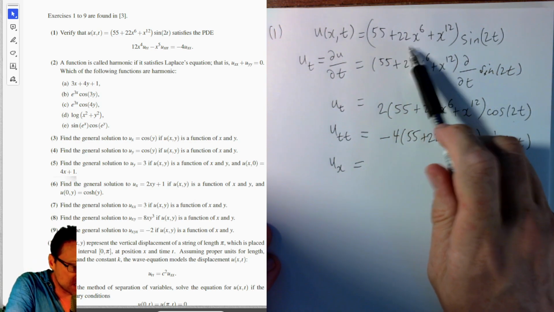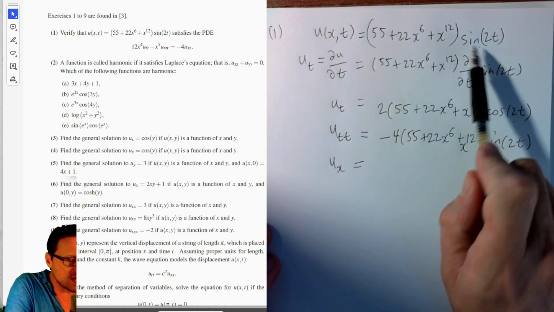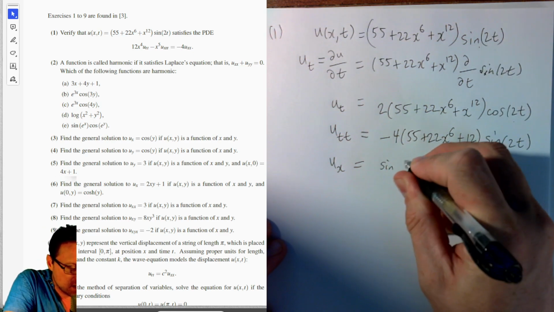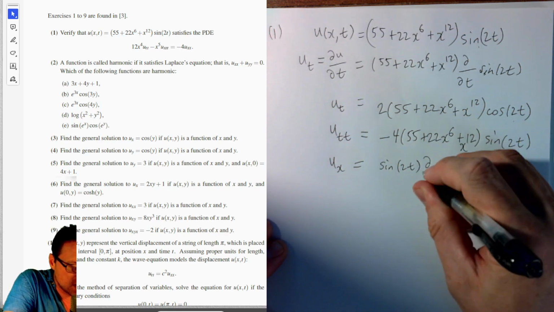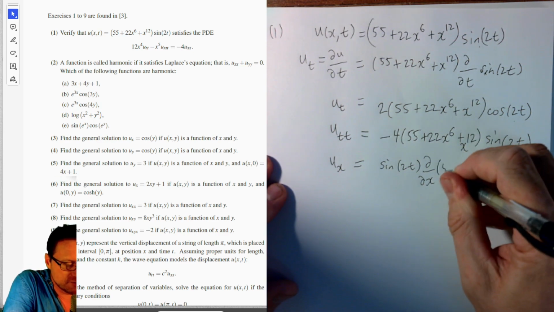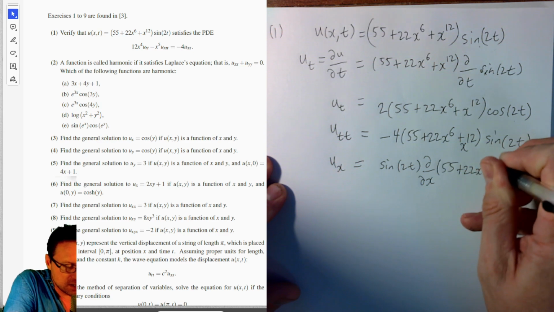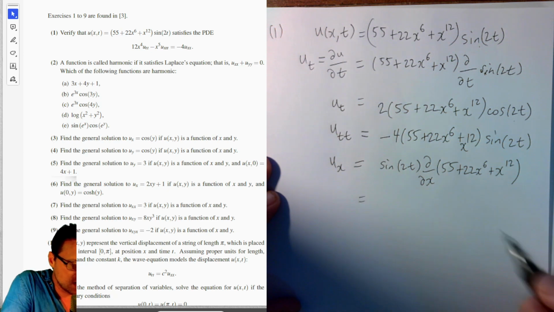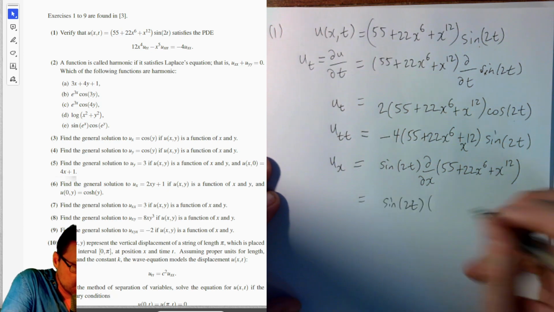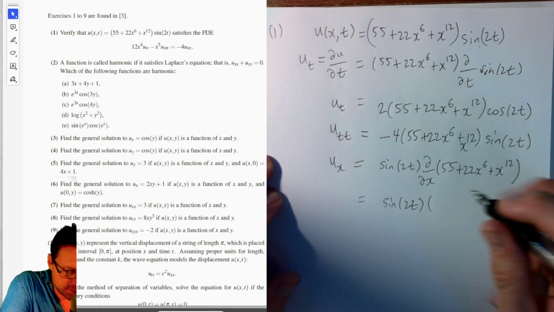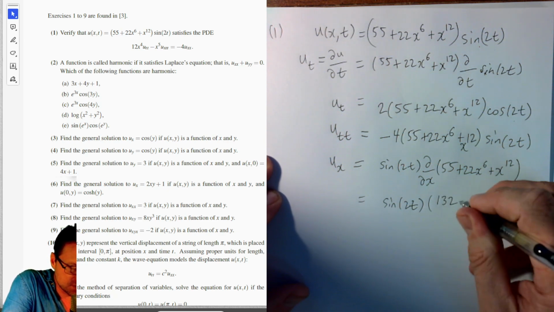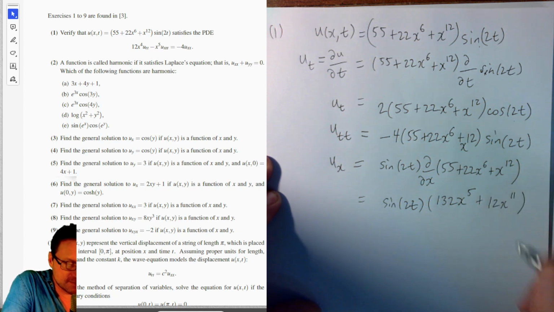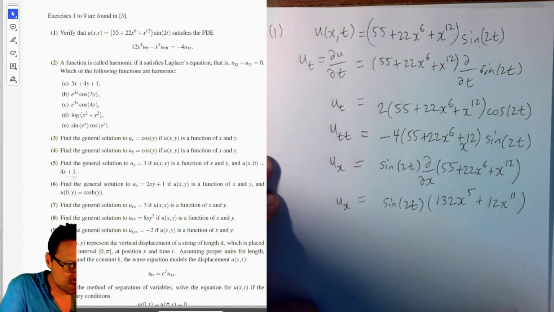Okay, now u subscript x, this is the partial derivative of u with respect to x. And so we differentiate this function of x here, letting that sine of 2t float through the differential operator. So then we have sine of 2t times the derivative with respect to x of 55 plus 22x to the 6th plus x to the 12th. Okay, now differentiating that polynomial there, we have 22 times 6 is 132x to the 5th plus 12x to the 11th. So this is our ux.